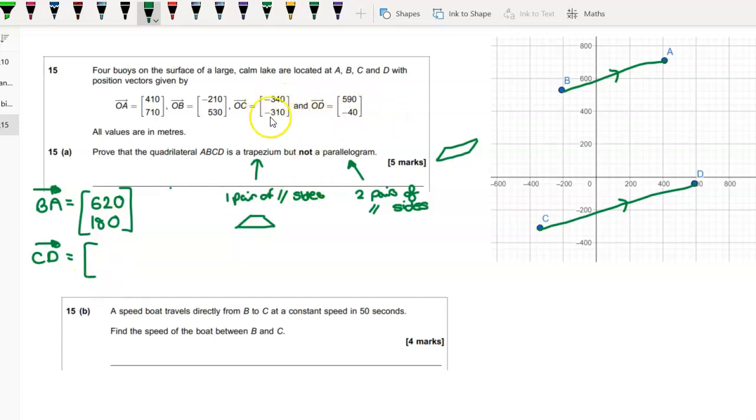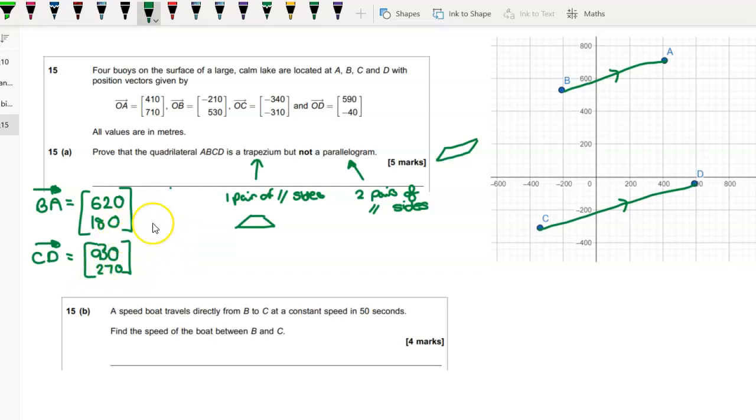Now let's have a look at the vector CD. So C to D, you're going from minus 340 up to 590. So 590 minus 340, or add 340, is 930. And then on the bottom we're going from minus 310 up to minus 40, which is a positive 270.